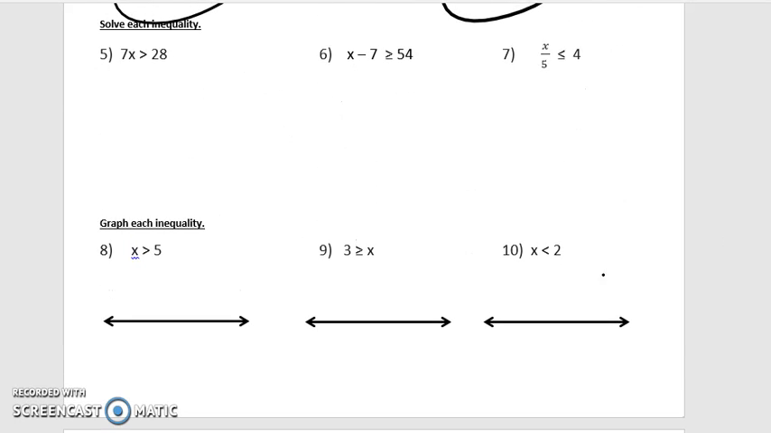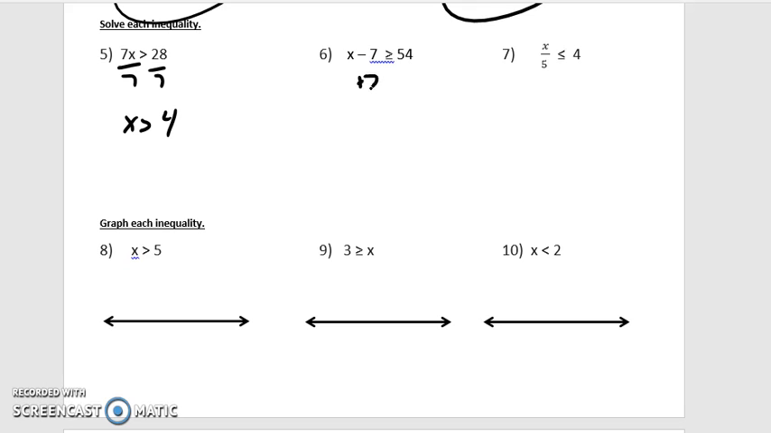All right, so here we're just solving our inequalities. To solve, we're just going to divide both sides by 7. X is greater than 4. Yeah, people, that is it. Remember, solving inequalities is just like solving equations, but instead of having an equal sign, you're going to have an inequality symbol.